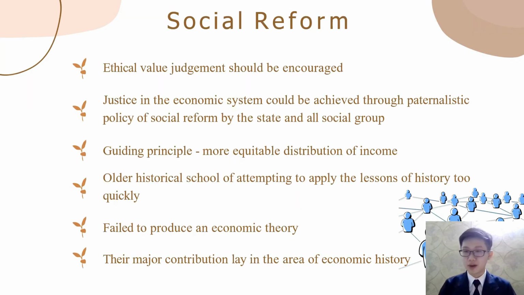Next, I would like to talk about social reform. Schmoller believed that ethical value judgment should be encouraged because justice in the economic system could be achieved through a paternalistic policy of social reform by the state and all social groups. The guiding principle of social reform is a more equitable distribution of income. So, from the perspective of Schmoller, he thinks that it is fairer to everyone, it is fairer to each of us.